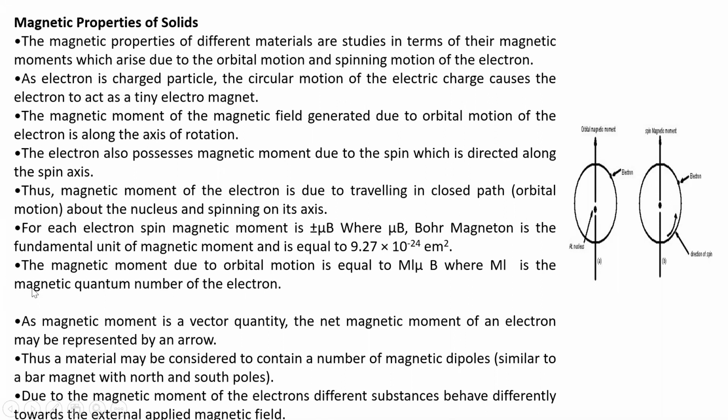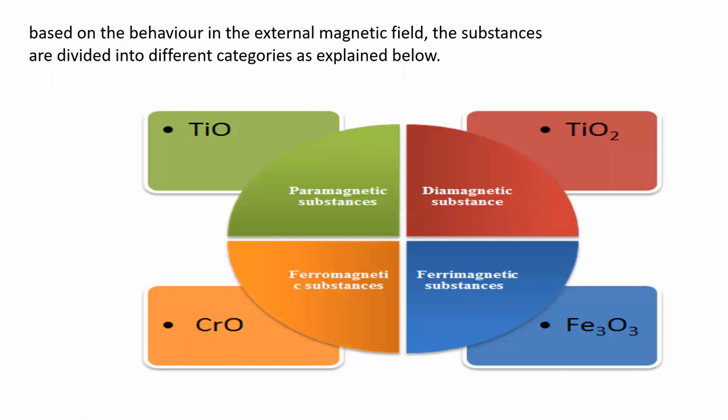The magnetic moment due to orbital motion is equal to ml, where ml is the magnetic quantum number of the electron. As magnetic moment is a vector quantity, the net magnetic moment of an electron may be represented by an arrow. Thus, the material may be considered to contain a number of magnetic dipoles similar to a bar magnet with north and south poles. Due to the magnetic moment of the electrons, different substances behave differently towards an external applied magnetic field. TiO is a paramagnetic substance because it contains an unpaired electron. TiO2 is a diamagnetic substance because it does not contain any unpaired electron.